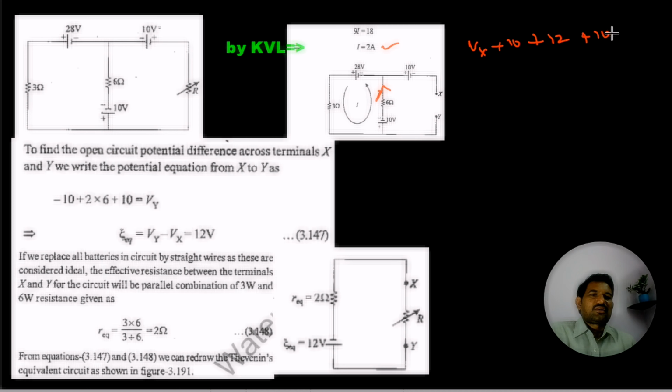Plus 10 minus Vx. Sorry, Vy. I think this cell is connected wrongly here.